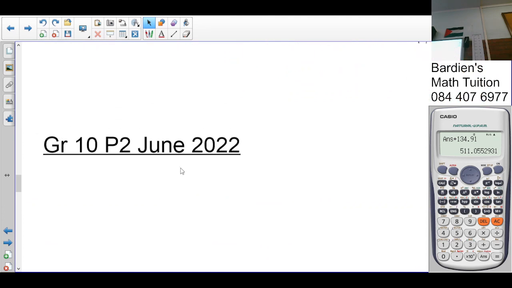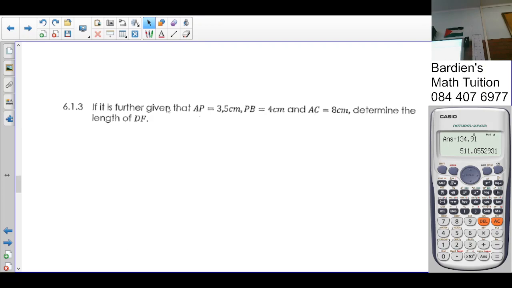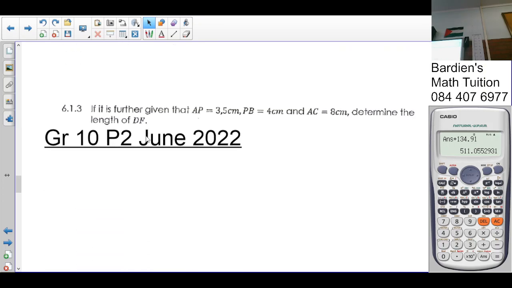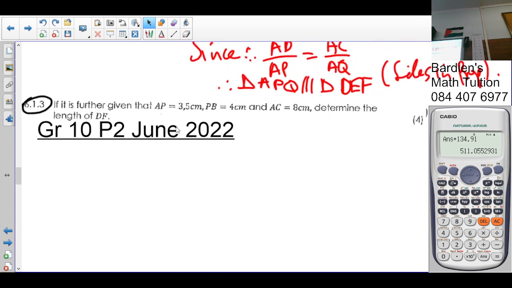Okay, the next question. It is further given. The diagram is messed up already. Okay.